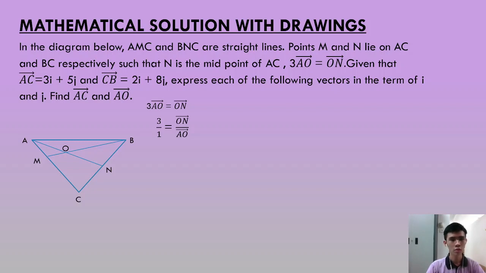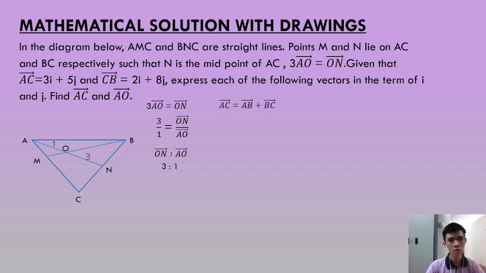And after this, we need to change the form. It will become ON ratio AO is equal to 3 ratio 1. And then we need to mark it in a diagram. And we need to continue to find the AC.